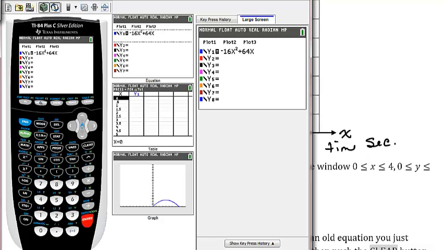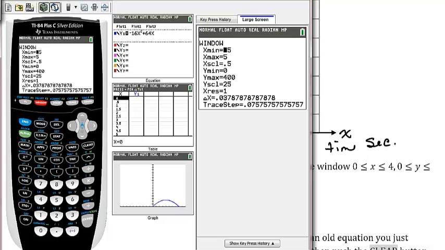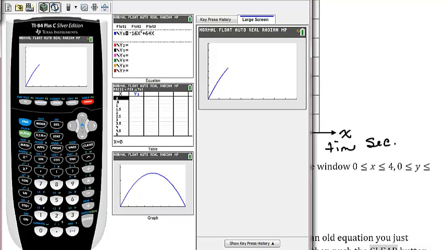Now I need to go to the window, so click on the window button, and we need to reset our window. We want to graph this from 0 up to 4 on the x-axis. And we want our x scale to be 0.5, we already have that. And then we want to go from 0 up to 80, so change this 400 to 80 on our y-axis. And what do we want our y scale to be? 10. So change that to 10. And now I'm going to go hit the graph button and see what I come up with.